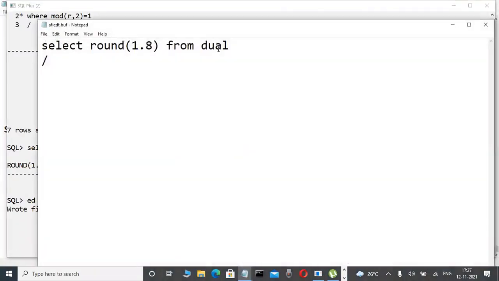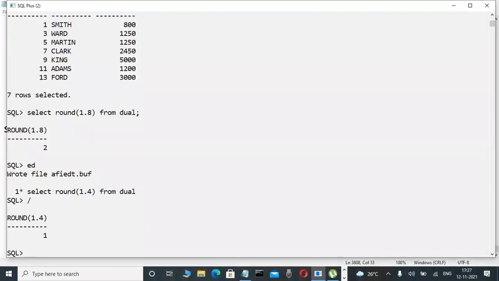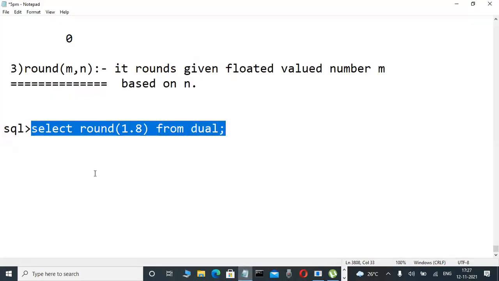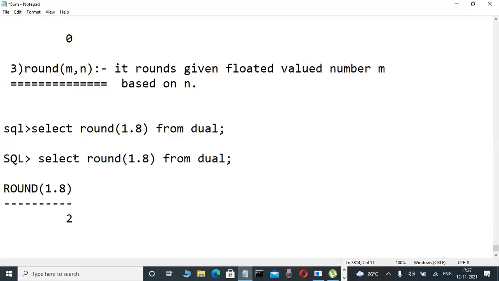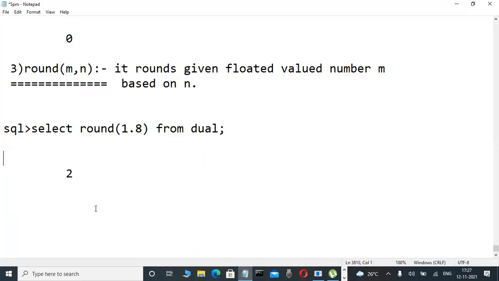Suppose I apply only 1.4, that is 1, simple. 1.5 is also 2, greater than or equal to 50%. Yes, write it fast. Everyone knows this. Write the outputs too.